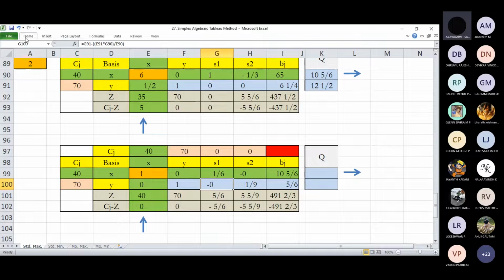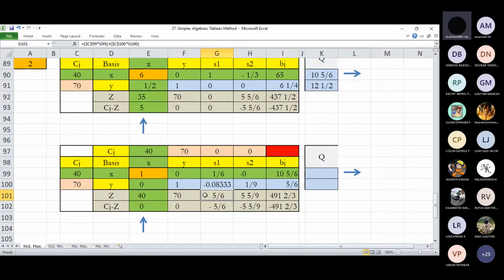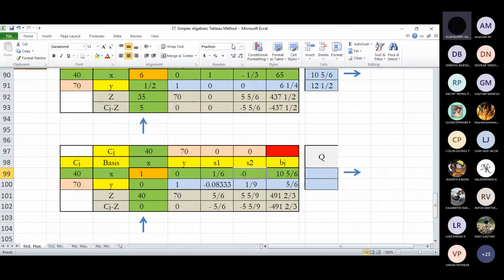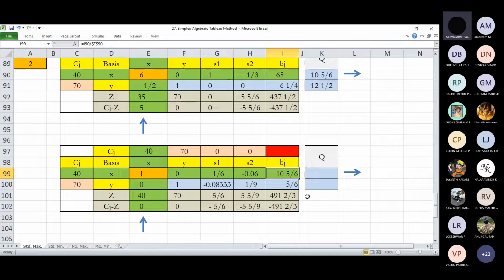Then this value multiplied by 40 and 1 by 9 multiplied by 70. Remember this, I think I made it in fractions. So if you want it in a generic format, it is minus 0.083. That's why it is showing as minus 0 or something. So I'll make it in numbers, it's minus 0.06. That multiplied by 40 plus 1 by 9 multiplied by 70. That's why you get 5 into 5 by 9. And same way you repeat the process. You find the value of z.